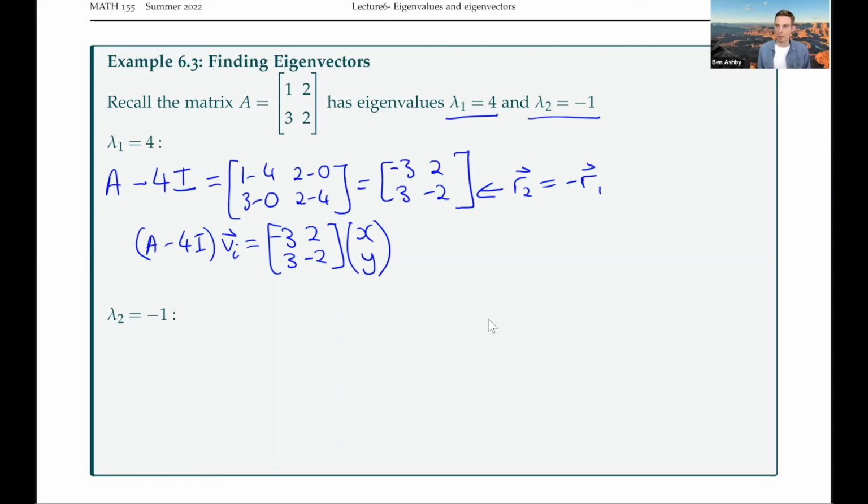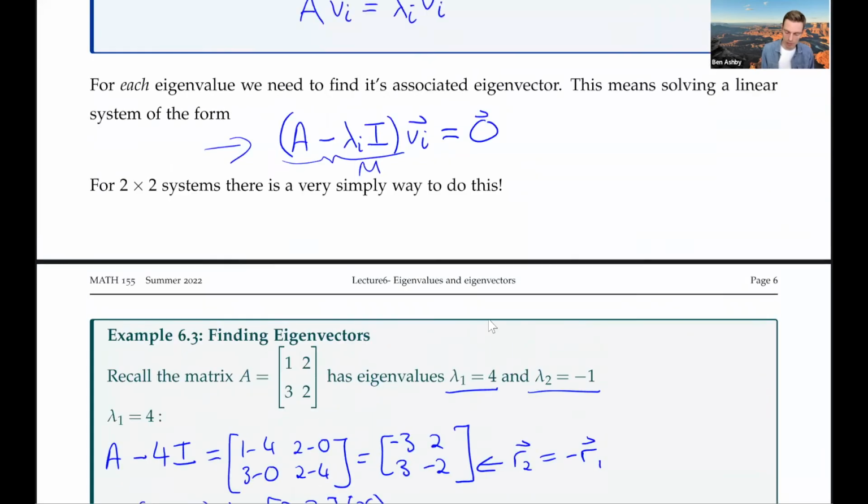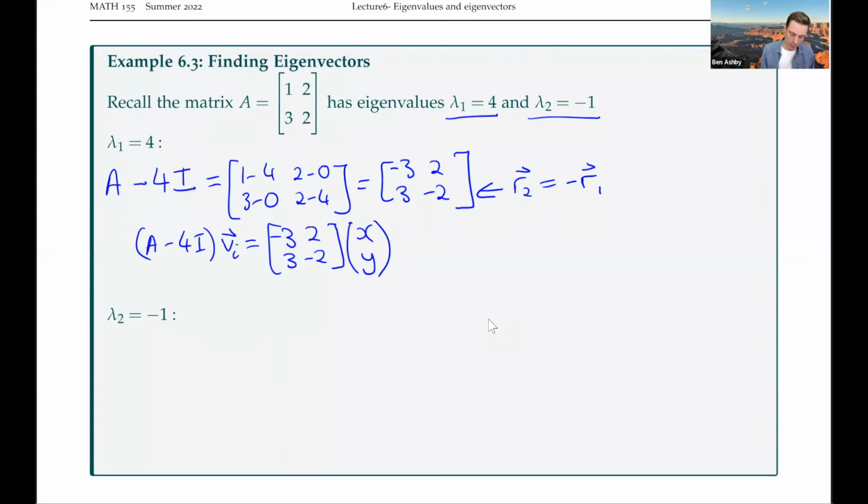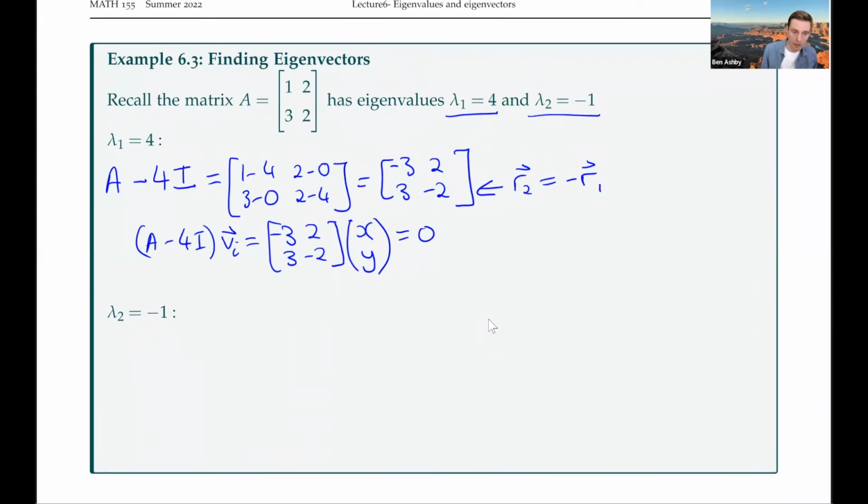This is just a linear system of equations, right? So we know that this has to be equal to 0 because we've got this equal to the 0 vector up here. So we must have minus 3x plus 2y is equal to 0, and 3x minus 2y is equal to 0. Okay, so that's just converting that matrix equation back to a linear system of equations. So any eigenvector that satisfies these equations will work.